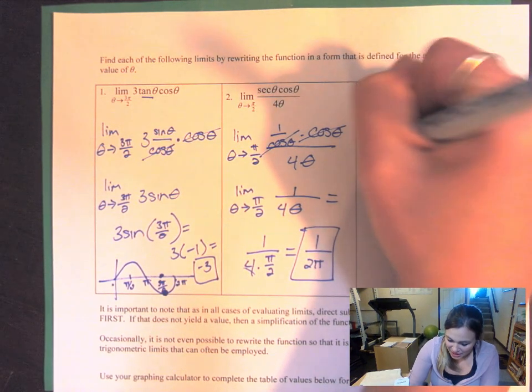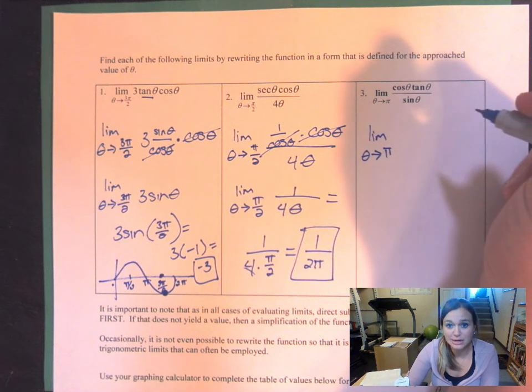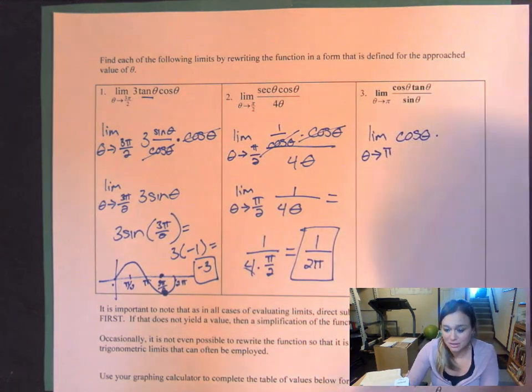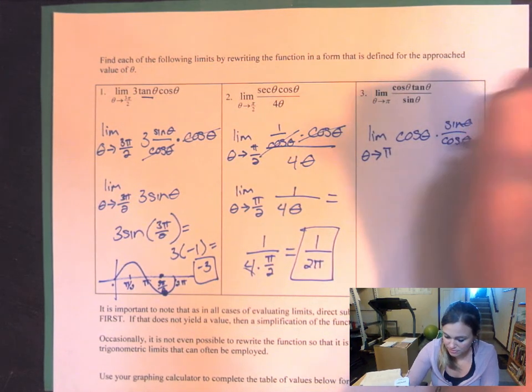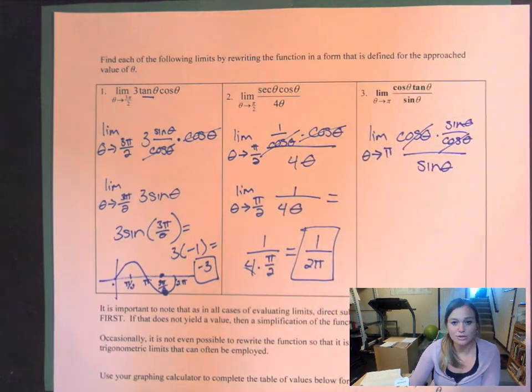Limit as theta approaches pi. You should be trying this too. So pause at any point. You try it. Cosine of theta. Tangent is just sine over cosine. Then I've got over sine. Cosine and cosine cancel out.